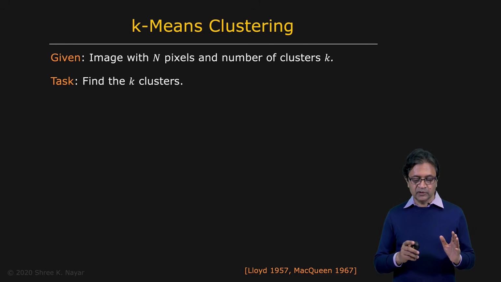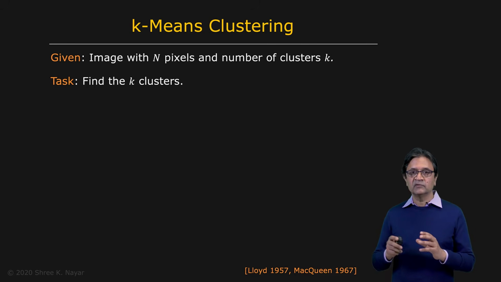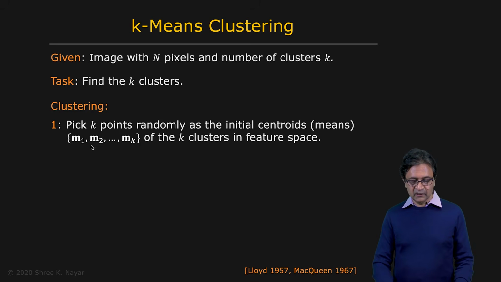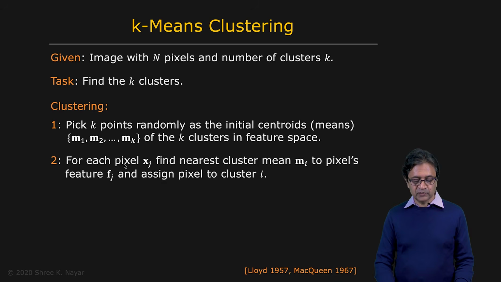So what you're given here is an image with n pixels, and the number of clusters you're looking for is k. And so what you do is you pick k points in your feature space randomly, and those will be your initial means or centroids of your k clusters. Let's call them m1 through mk. And now for each pixel xj, we're going to find the nearest mean mi to the pixel's feature fj. And once you've found the nearest mean, you're going to assign that pixel to that cluster i, right here.